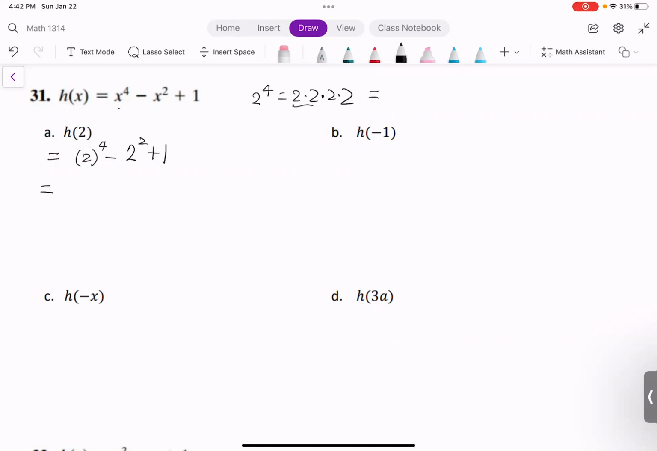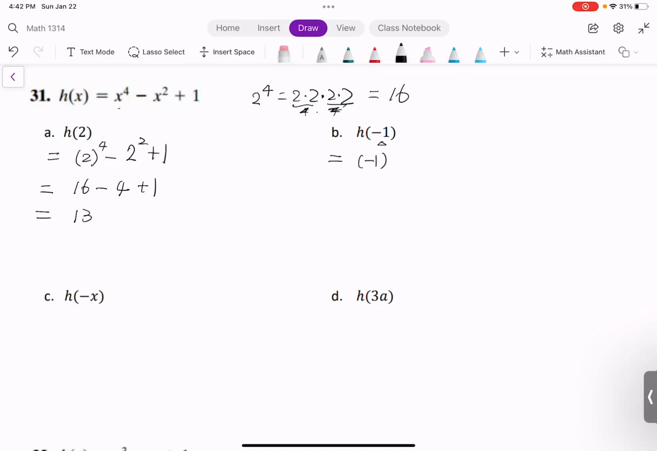So 2 times 2 is 4. 2 times 2 is 4. 4 times 4 is 16. So we can put 16 here. 16 minus 2 squared is 2 times 2 is 4, plus 1. 16 minus 4 is 12. 12 plus 1 is 13. Next example, the input x becomes negative 1.